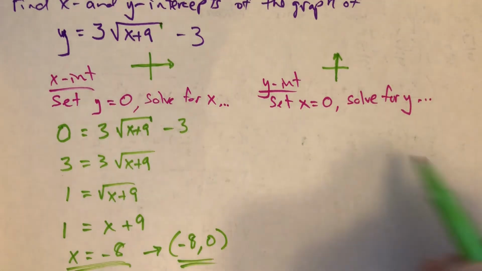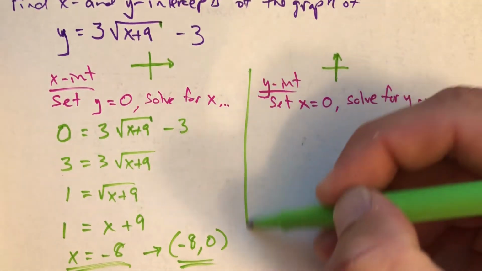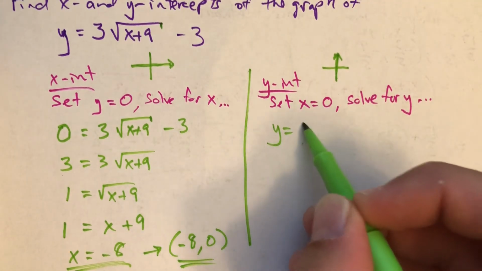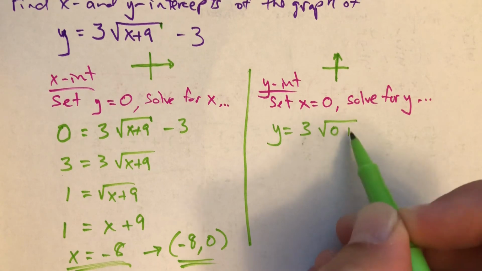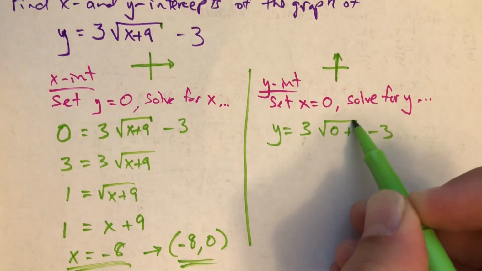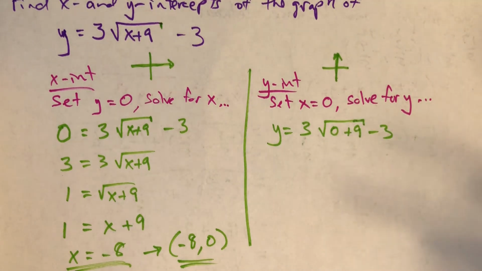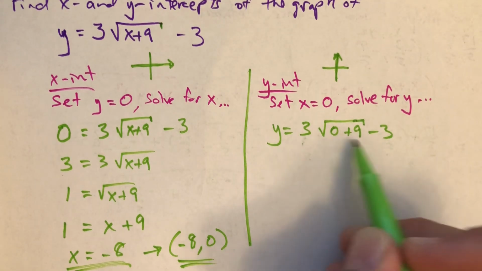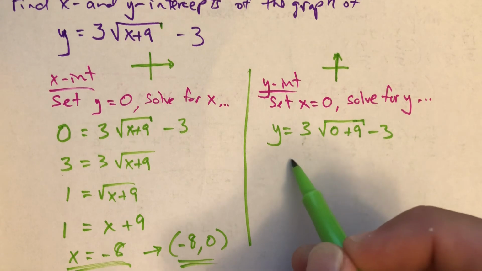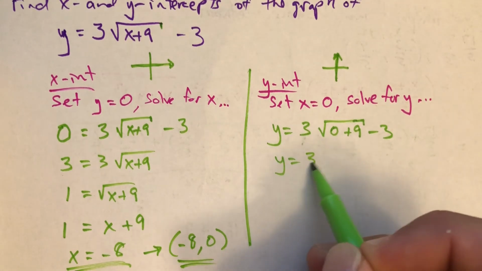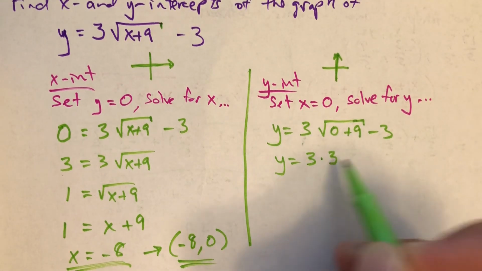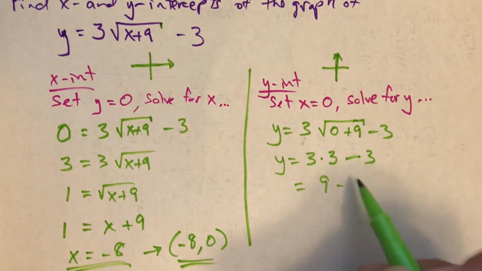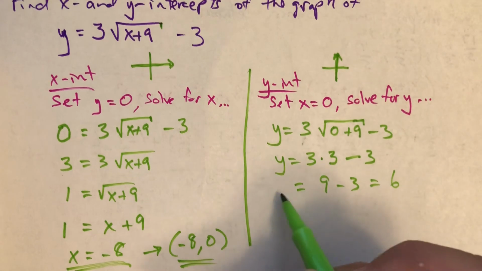Y is alone here. So we put in x equals 0 there. So y equals 3 square root of 0 plus 9, minus 3. We don't want to screw that up. Now we again play the simplification game. 0 plus 9 is just 9, so the square root of 9 is 3. So we've got y equals 3 times 3, minus 3. 3 times 3 is 9, minus 3 equals 6.